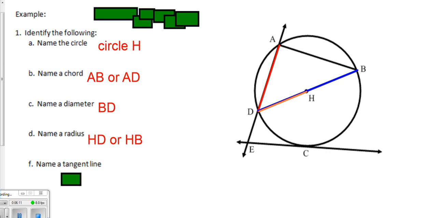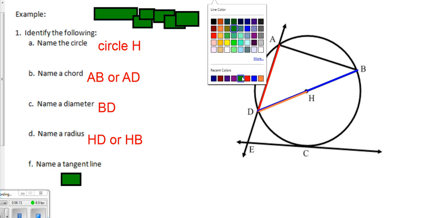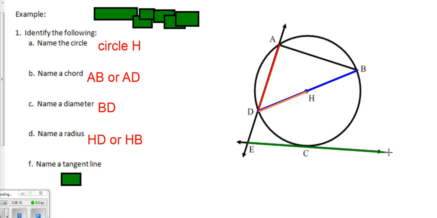And the tangent line, so it's the line on the outside here that only touches the circle at one spot. This line right here, obviously that is line EC. This line will continue on forever and it only touches the circle at one point.